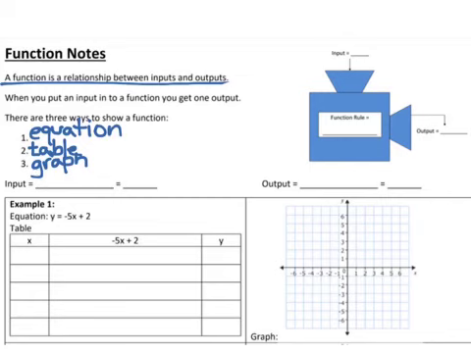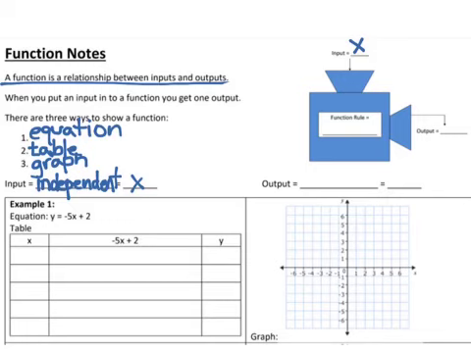So there's always an input in a function, and that's an x value. So the input, also known as the independent variable, is the x value. And that doesn't depend on anything because it's the first thing that we put into the function. We can put anything into it.